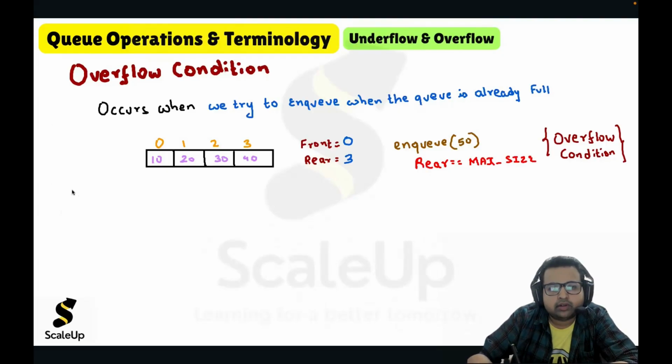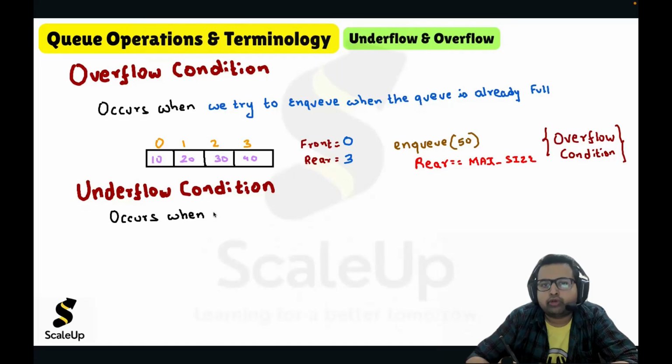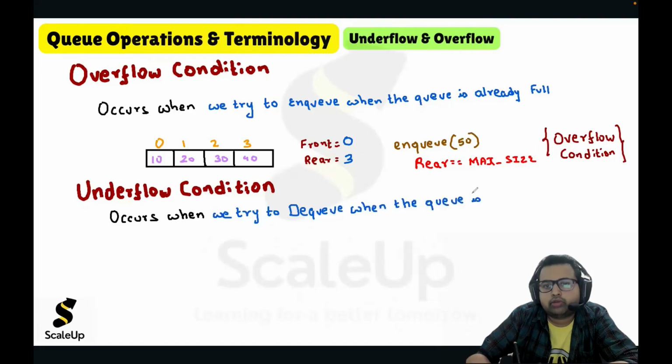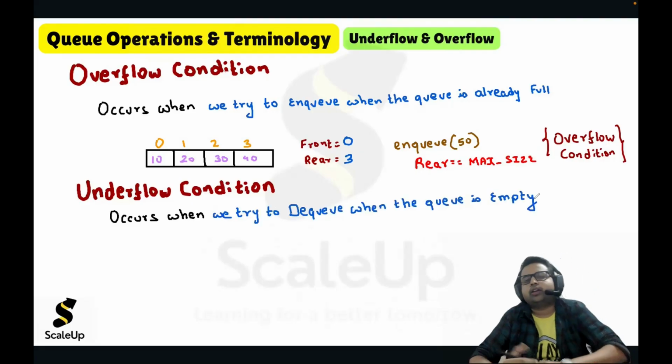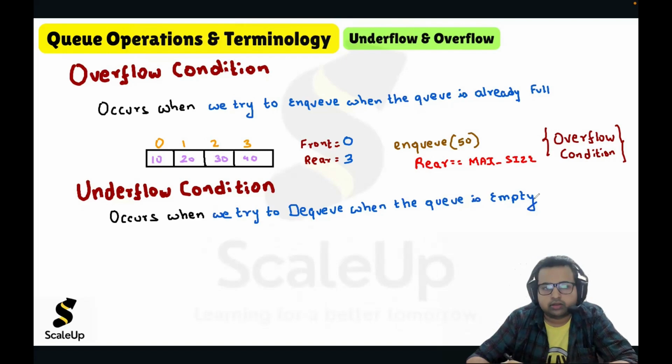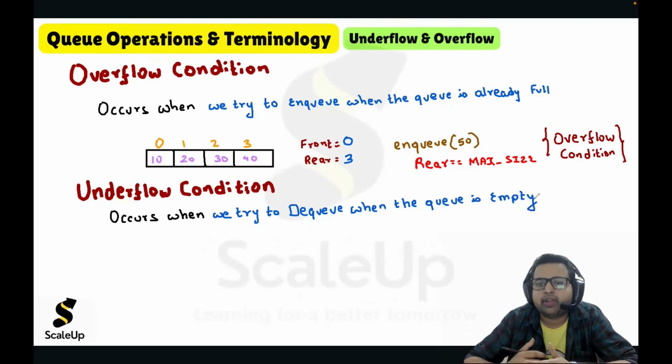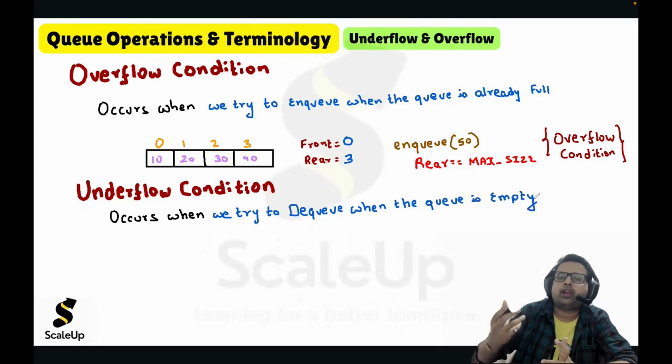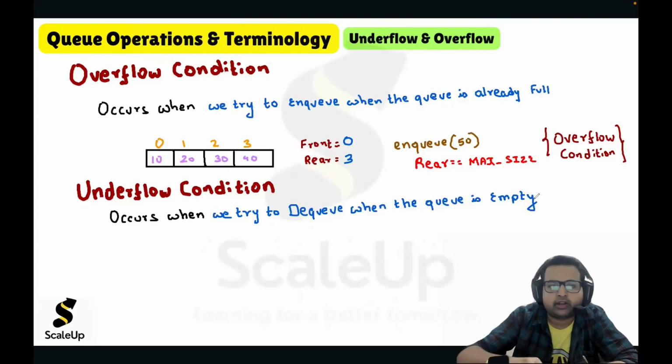Similarly, we have underflow condition. Underflow condition occurs when we try to dequeue when the queue is already empty. When we try to dequeue when the queue is empty, underflow condition will occur because the queue is already empty. If we try to dequeue an empty queue, then it will be underflow.